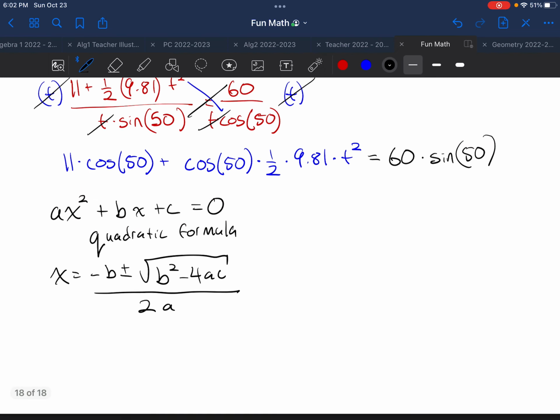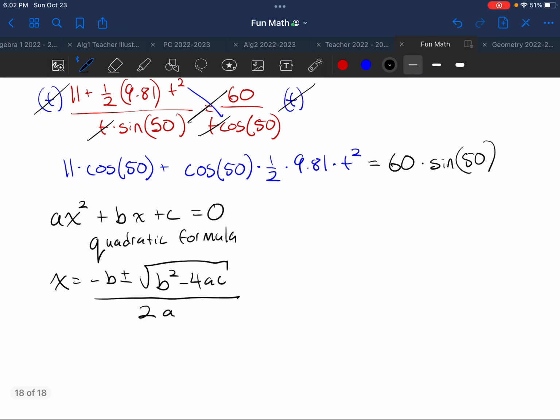Here we go. I'm running out of room, so I'm going to write it off to the side here. It's going to be 1/2 cosine 50 times 9.81. This right here is going to be my a, without the t. That's going to be my a in front of my x squared, plus 0 t, because there's no t, so that means that this 0 is my b.